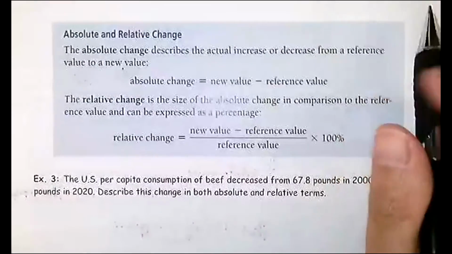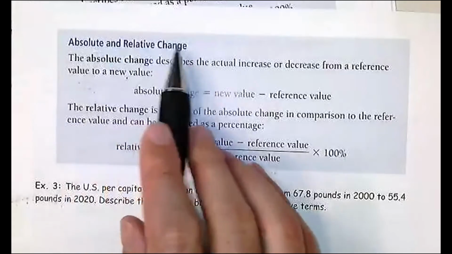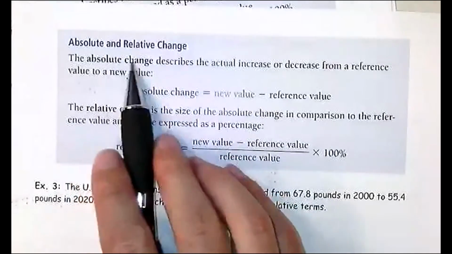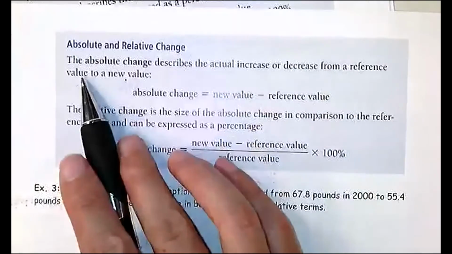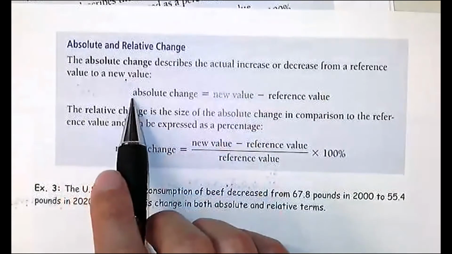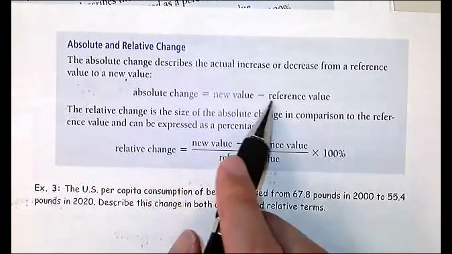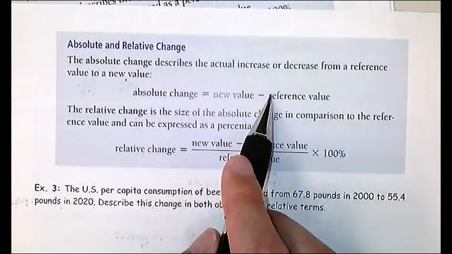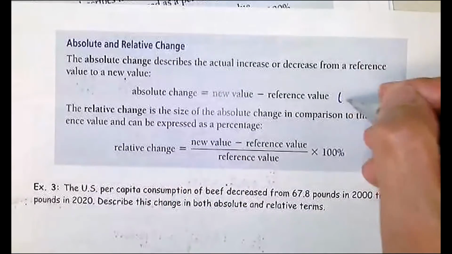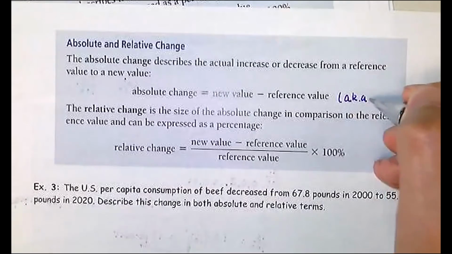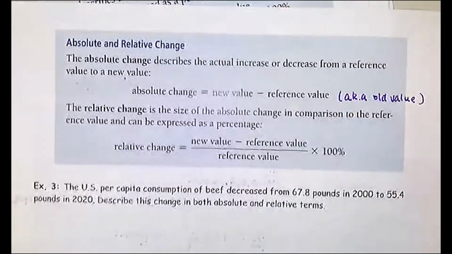Now, again, we have two numbers. We want to discuss what is the absolute change and the relative change. Absolute change describes the actual increase or decrease from a reference value to a new value. So here's absolute change. It equals the new value minus the reference value, or sometimes it is just the old value. Let's just use folk language.